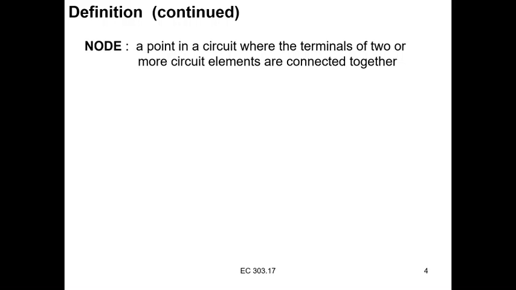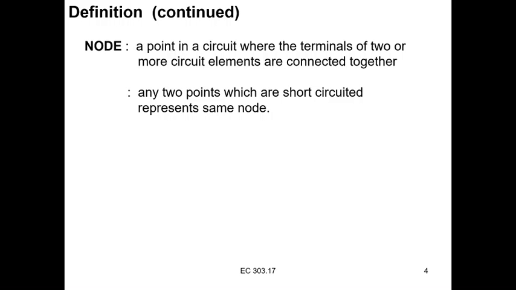In a circuit, a node is there. A node means a point in a circuit where the terminals of two or more circuit elements are connected together. Then that point is called a node. Any two points which are short circuited represent the same node.